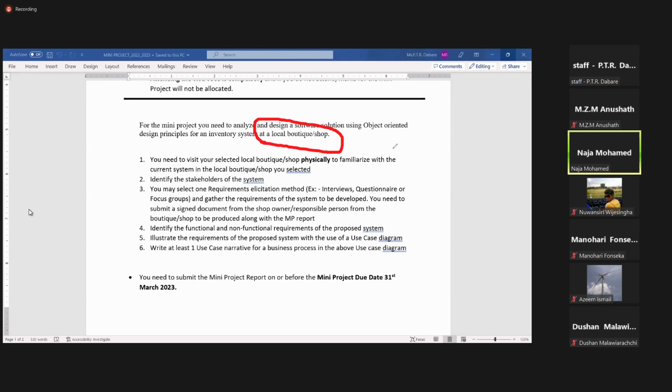Excuse me, ma'am, can we use a pharmacy system? Sorry, I didn't get you. Pharmacy? Can we use a pharmacy as a requirement? Pharmacy is fine, yes. Printers also, you have to be careful.